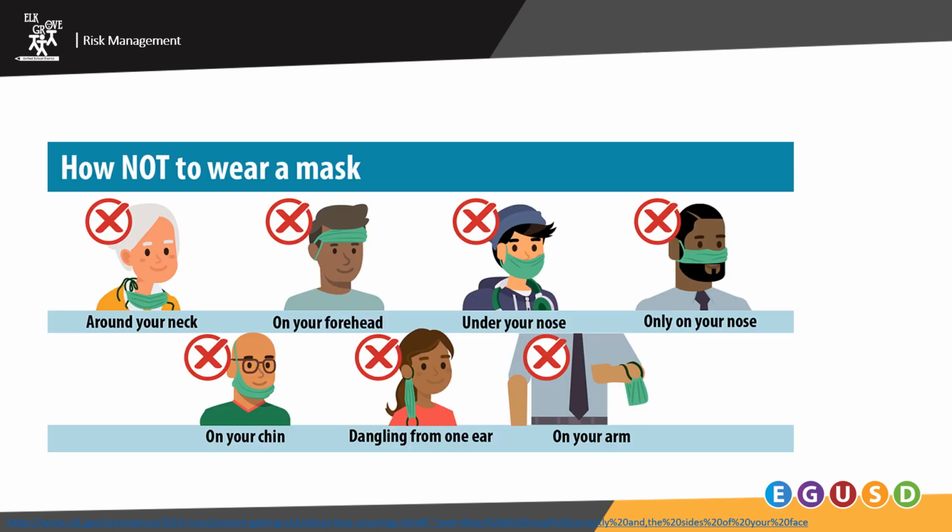How not to wear a mask. Around your neck, on your forehead, under your nose, only on your nose, on your chin, dangling from one ear, or on your arm.